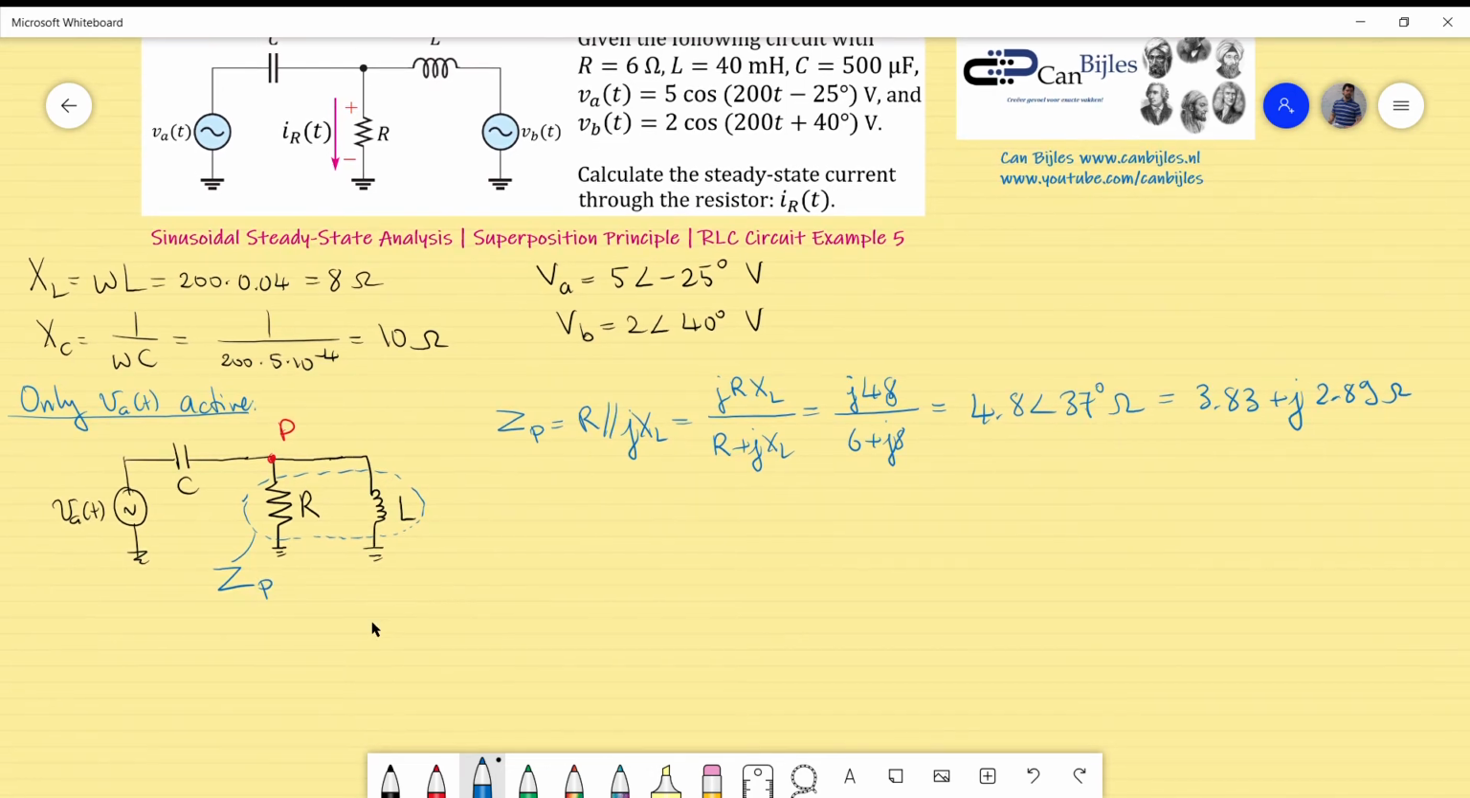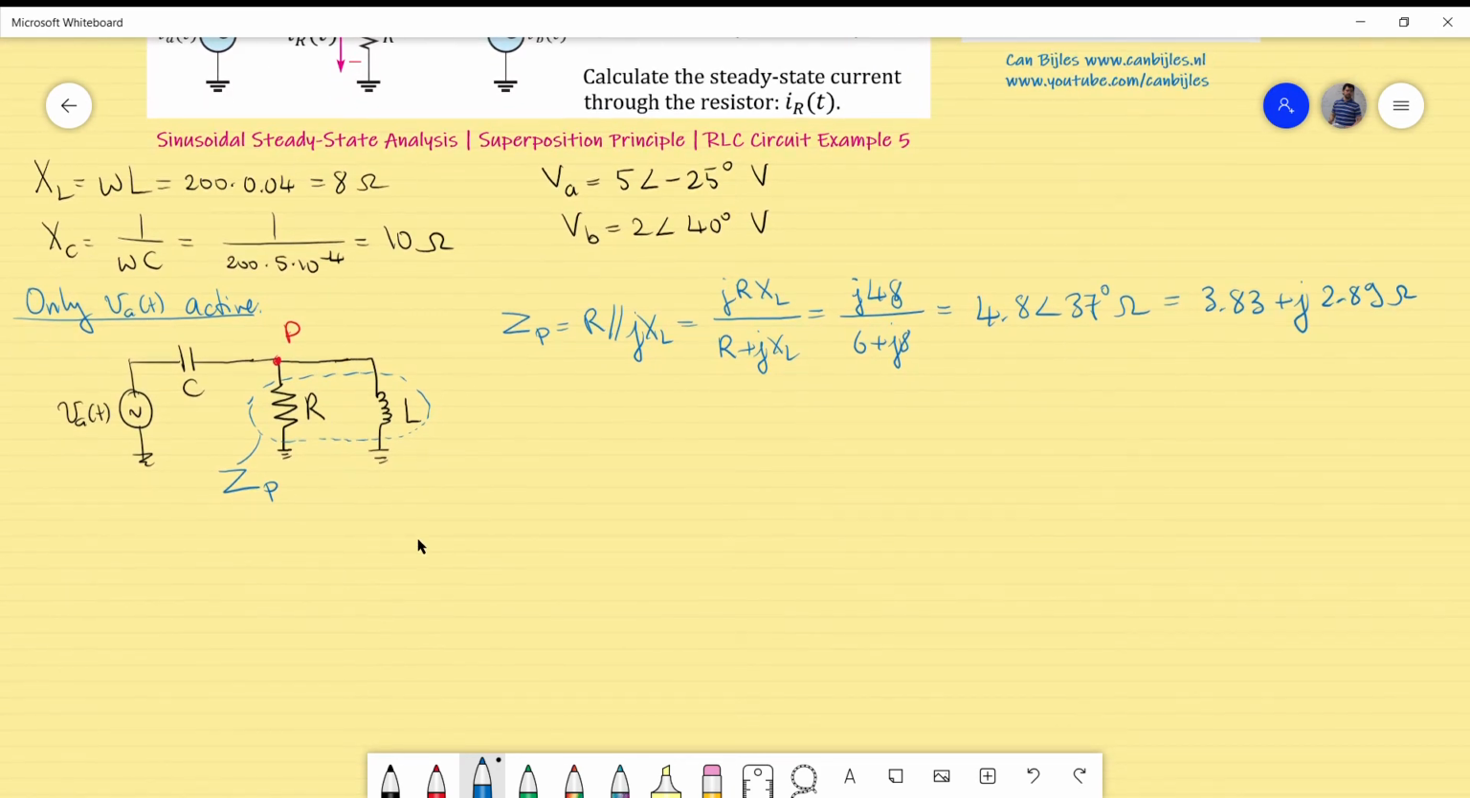This circuit can be redrawn, and you can see this one as one impedance, and you can then apply the voltage divider rule. So V of P will be equal to this impedance divided by the total impedance seen by the voltage source VA. So that will be minus JX of C plus Z of P times VA, all of course in vector representation.